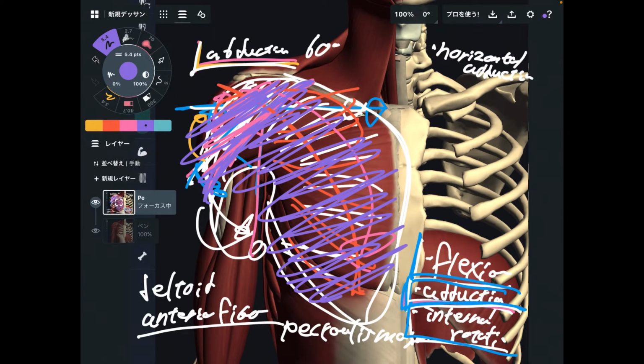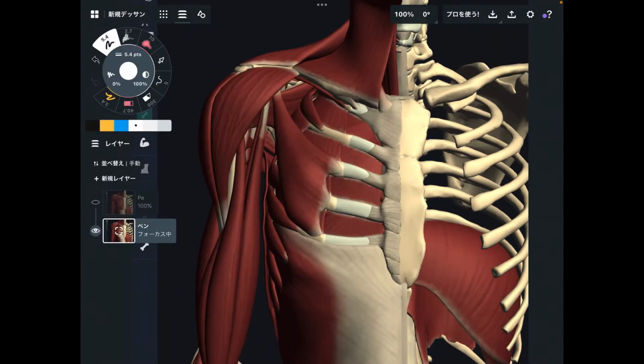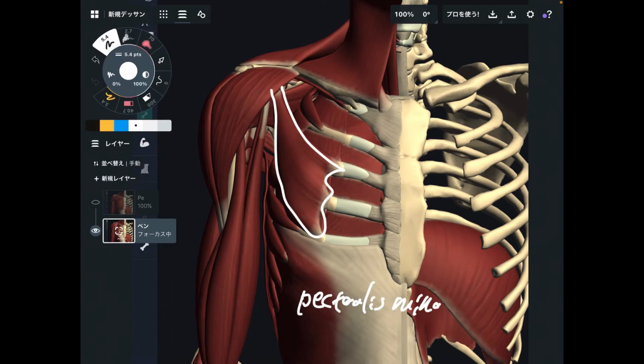Let me explain deep chest muscle. Alright, now pec major is dissected. That is gone. If you dissect pec major, there's tiny pectoralis muscle. This is pectoralis minor. This is deep to pec major. Pec major is shoulder muscle. However, pec minor is shoulder girdle muscle.